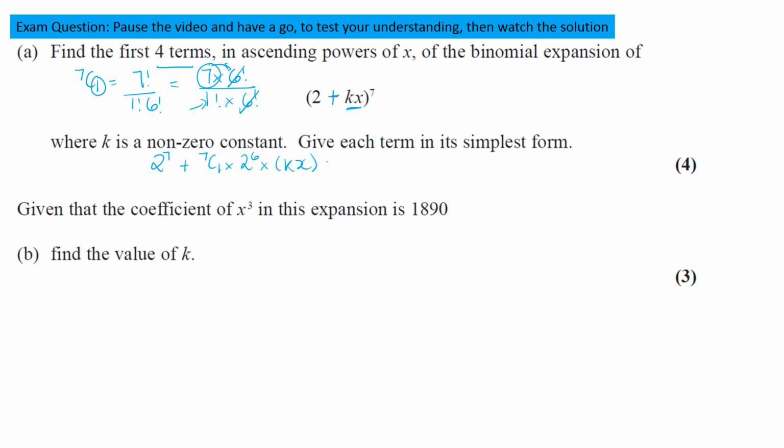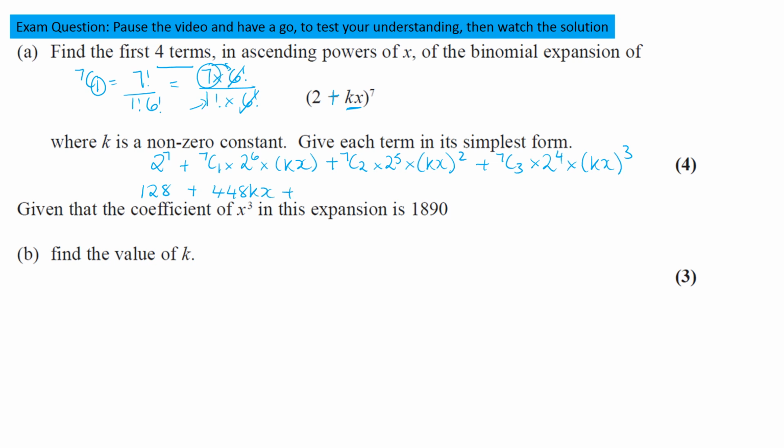So let's carry on. We're going to have 7C2 times 2 to the 5 times kx all squared, and then 7C3 times 2 to the 4 times kx all cubed. Now it only wants the first 4 terms, so we can stop there. 2 to the 7 is 128, 7C1 as we've just discussed is 7, and 2 to the 6 is 64, so 7 times 64 is 448 kx.